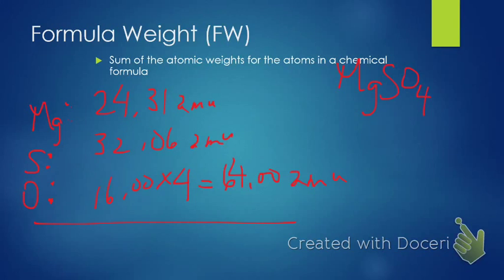So now let's just add these together. Let me get out my trusty calculator. 24.31 plus 32.06 plus 64, and I get the number 120.37 AMU. And that would be my final answer.